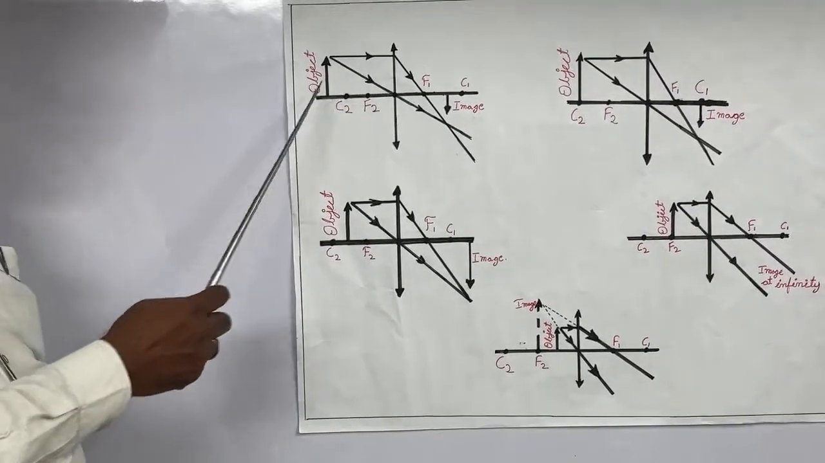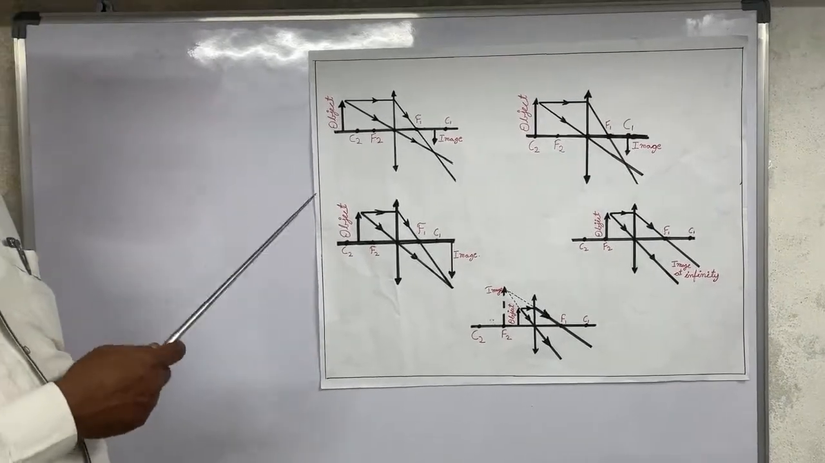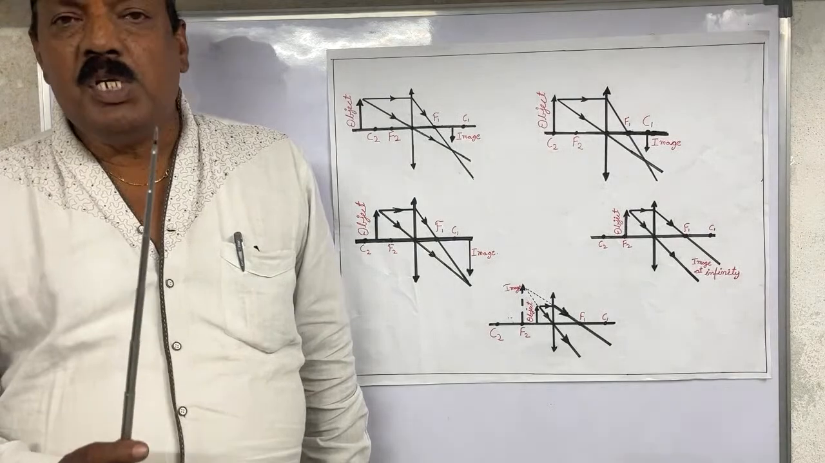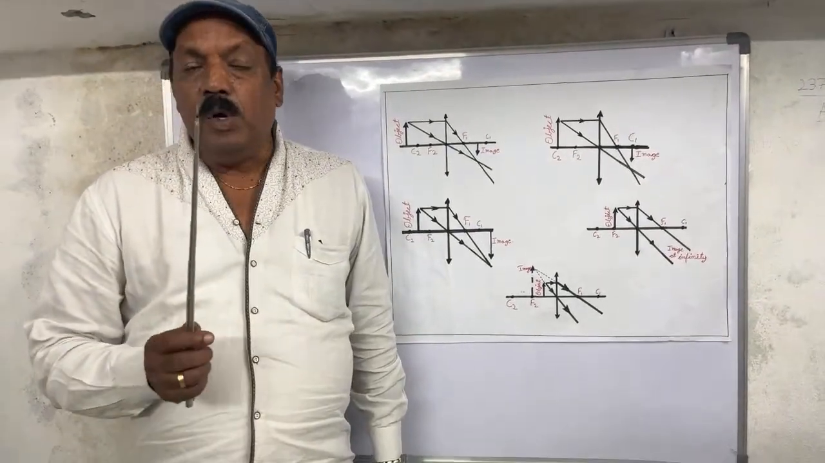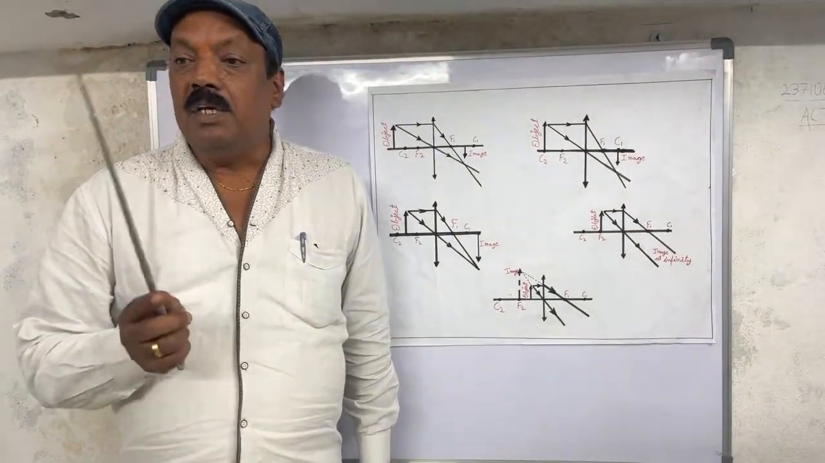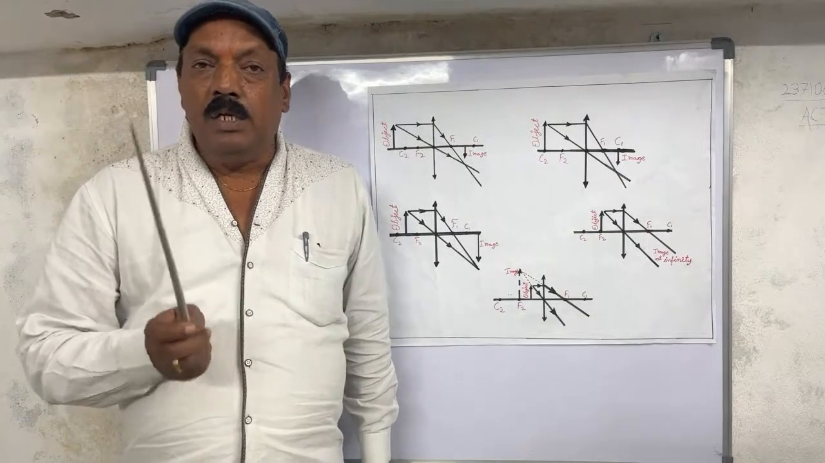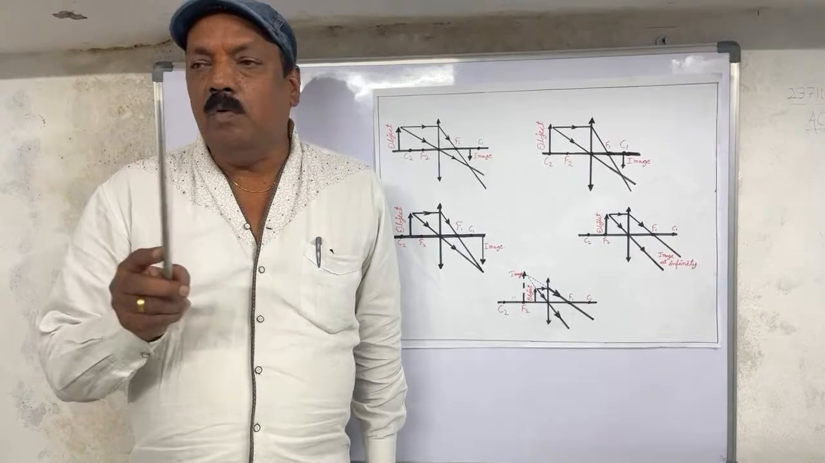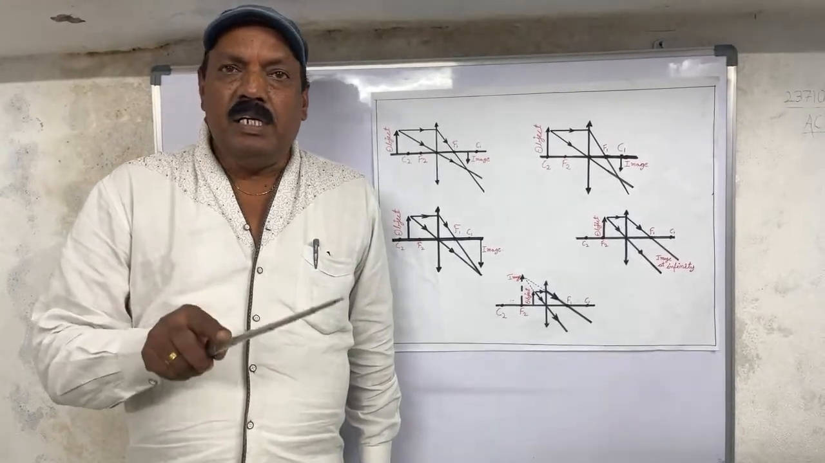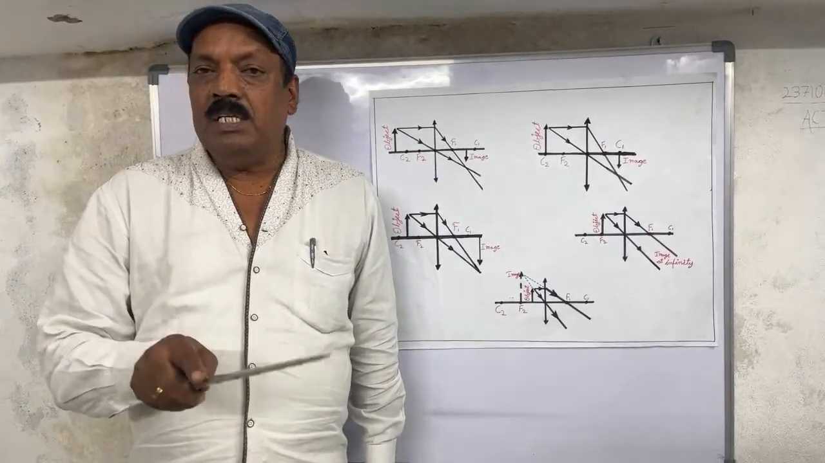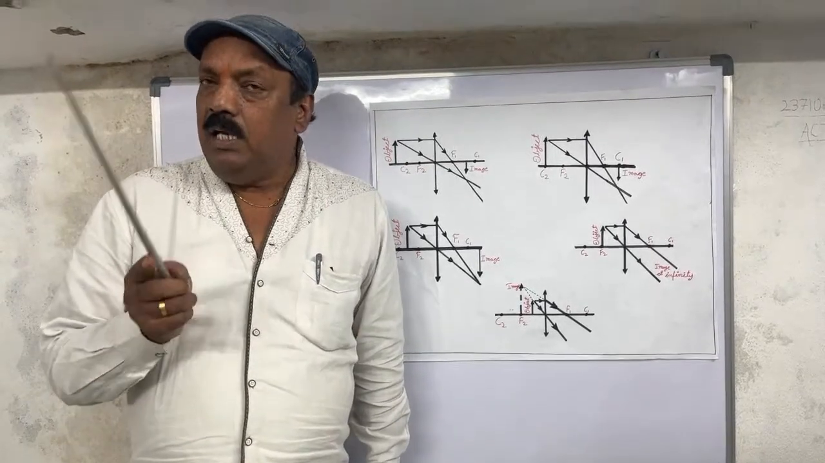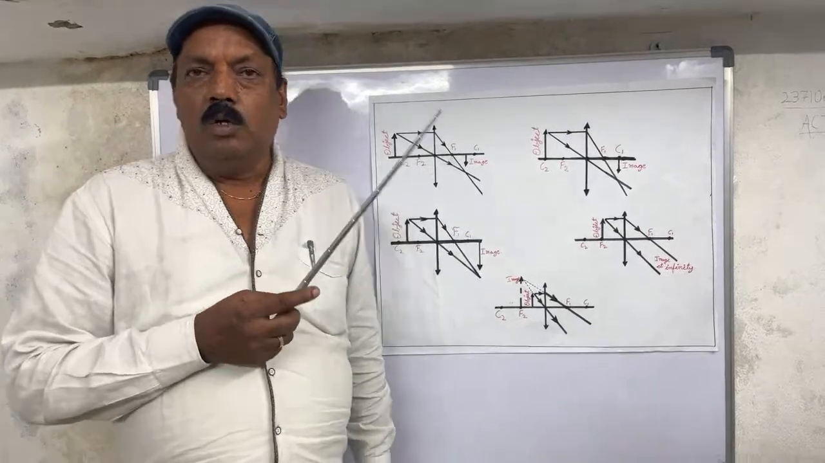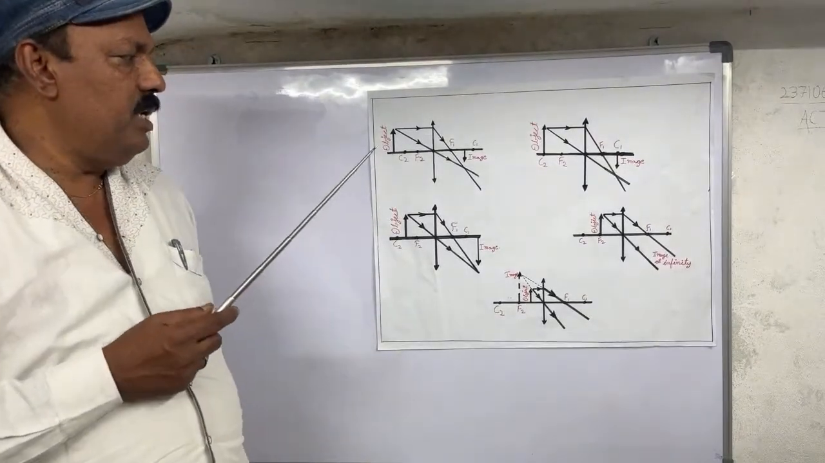In the ray diagrams, what are you going to learn? Position of the object, position of the image, nature of the image. In the nature of the image, we have to find out whether it is real or virtual, inverted or erect, diminished or enlarged. These three properties we call the nature of the image. So totally 5 points we are learning from each one.